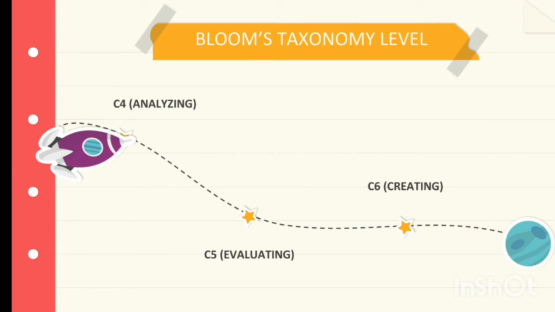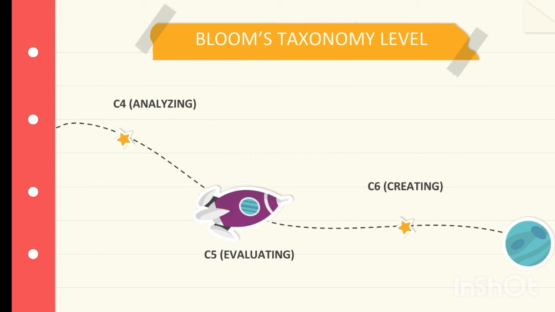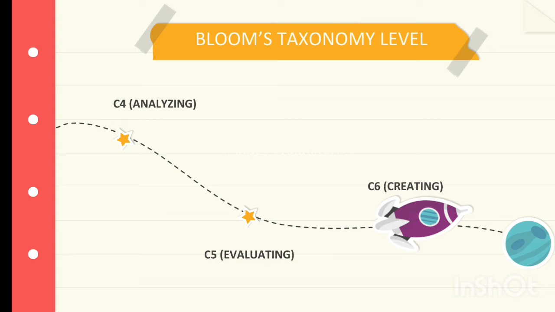C4, analyzing. It means breaking information into its component elements to explore relationships. C5, evaluating. It means judging the value of ideas, materials, and methods by developing and applying standards and criteria. And the last one is C6, creating. It means putting together ideas or elements to develop an original idea or engage in creative thinking.